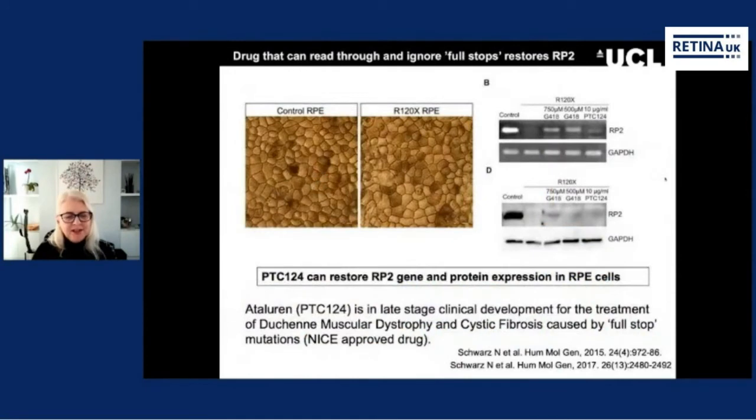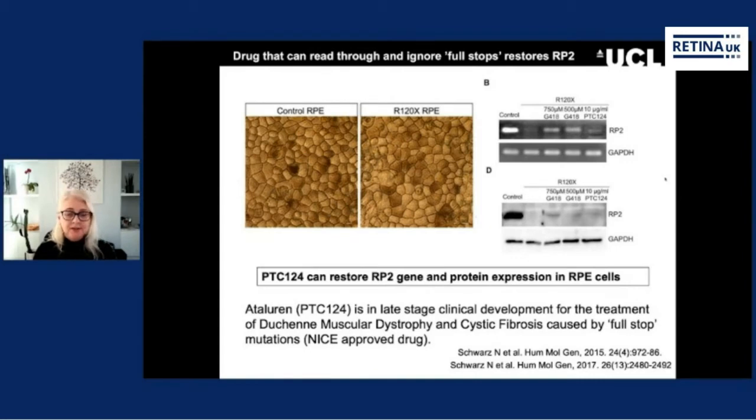But what I wanted to share with you today is the way we tested a potential therapy. So I think you may remember that I said stop mutations or full stops are very common in RP2. So what we thought was we could potentially try and use a drug that ignores full stops and see if that helps put RP2 back into these cells. So this is exactly what we did using these stem cell cultures.